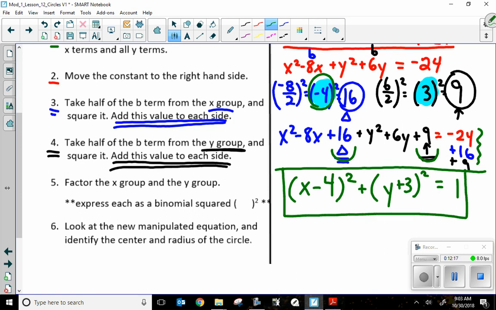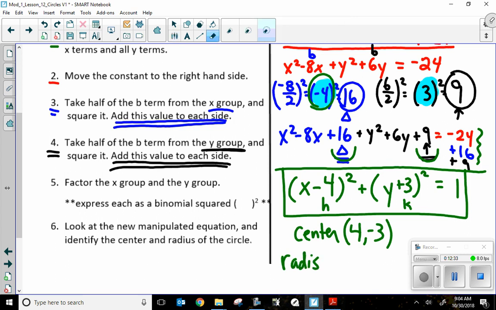I've got an equation of a circle. And now I can state my center. My center, don't forget, it's my h and my k, right? I have to flip those. So it's positive 4, negative 3. My radius, I have to take the square root, which is 1.